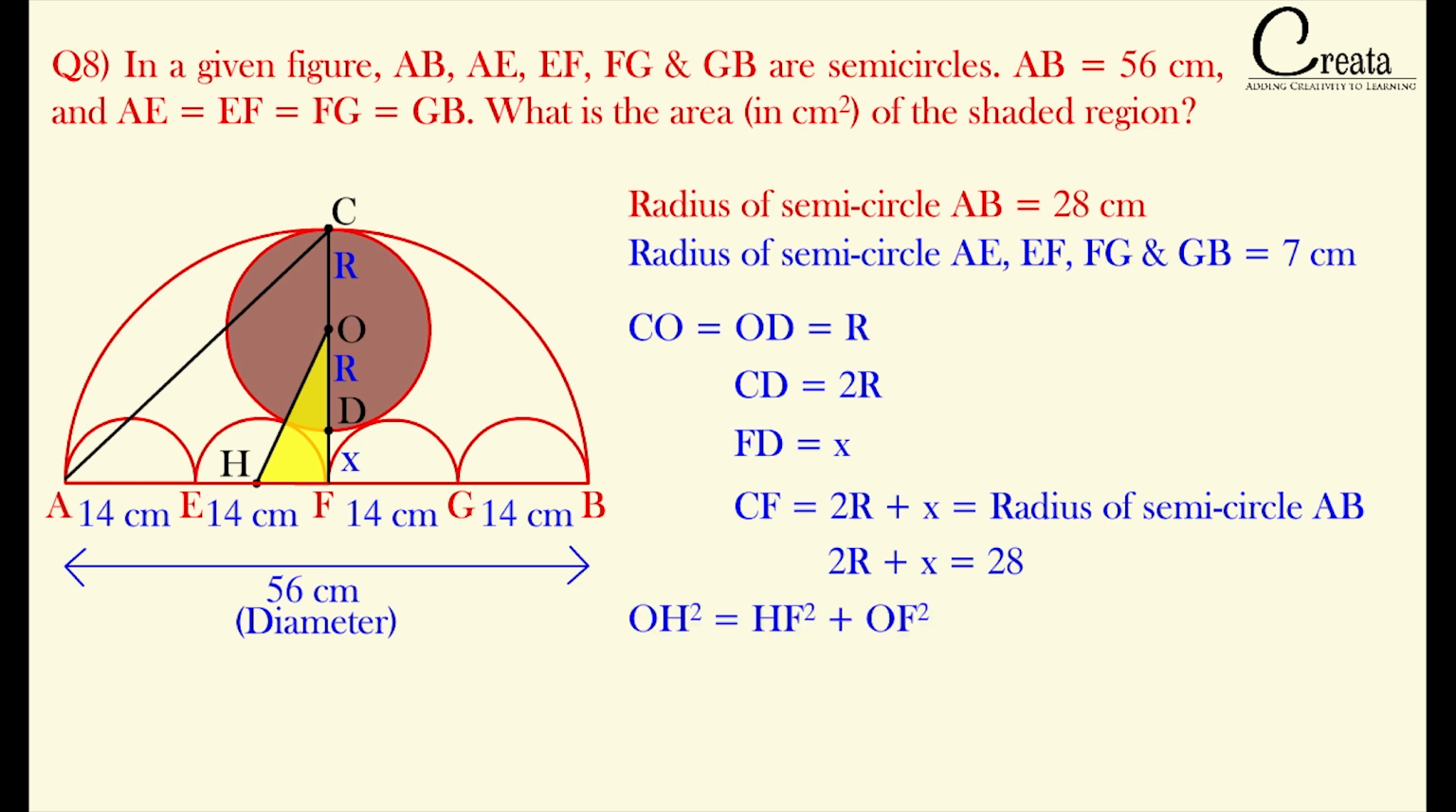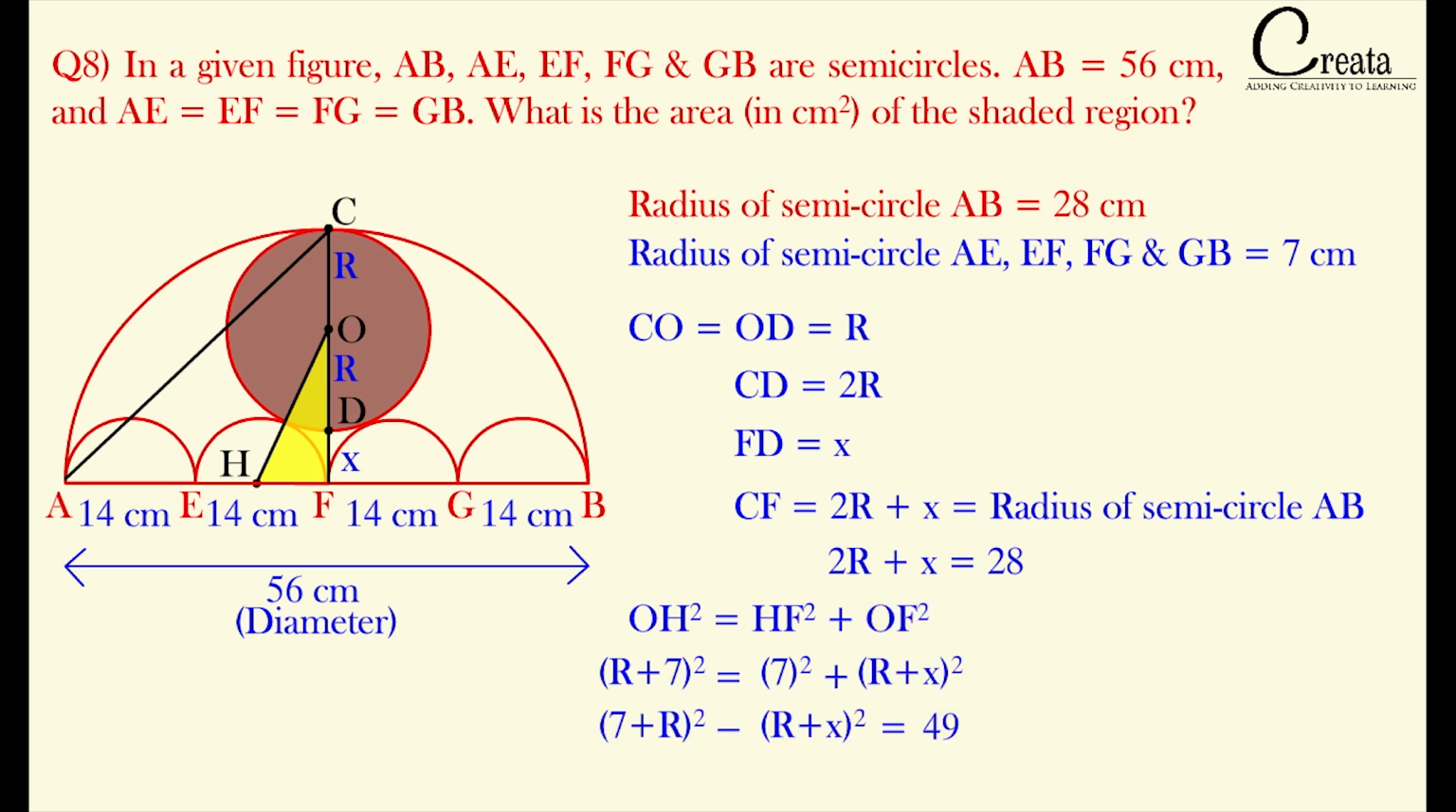We got OH square is equal to HF square plus OF square. Here OH will be equal to the radius of the semicircle plus the radius of this circle. That will be equal to 7 plus R. Okay, the radius of the semicircle is 7 and the radius of this circle we have assumed as capital R. So we got the length of OH is equal to 7 plus R. Further, HF is the radius of this semicircle, which will be equal to 7 cm. And OF will be equal to R plus X. OD is R and DF is X, so we got OF is equal to R plus X.